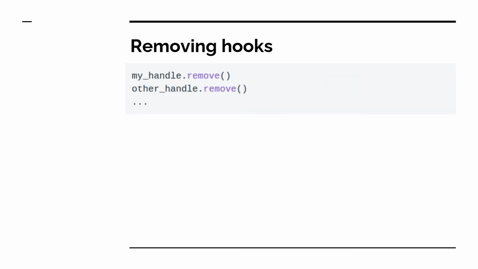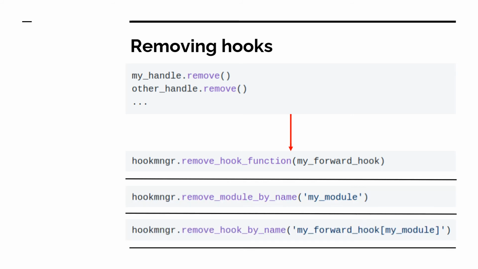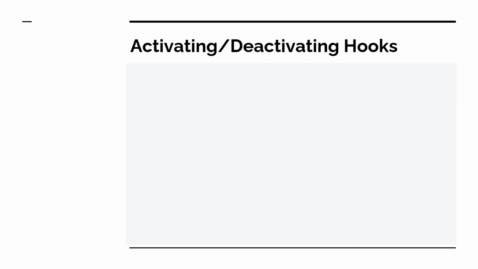When removing TackleBox registered hooks, there are several options to save you time. You can choose to remove a particular hook from all modules it's been registered to, remove all hooks registered to a particular module, or remove a single hook registered to a single module. Regardless of how you choose to remove your hooks, there is no need to maintain hook handles. Finally, rather than remove your hooks entirely, you can simply deactivate them. They will no longer be called at their corresponding entry point, but can be reactivated with ease at any point later on in your experiments.